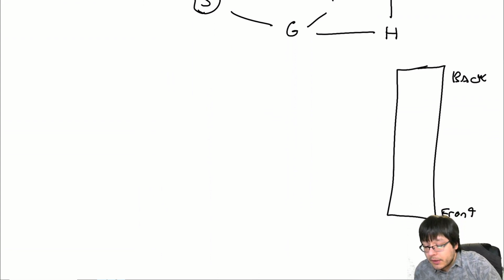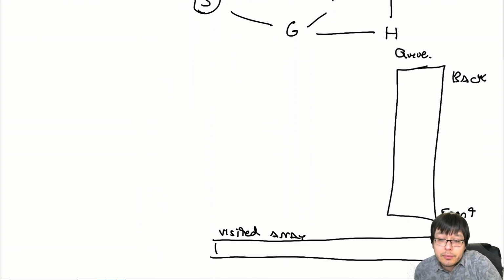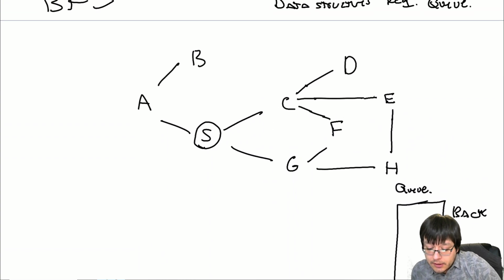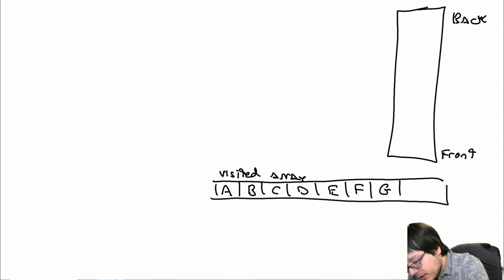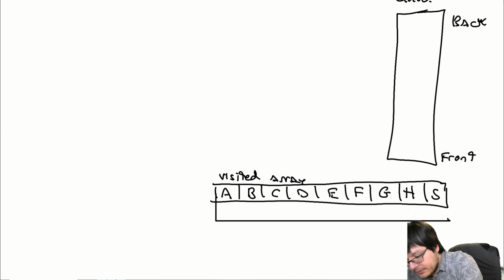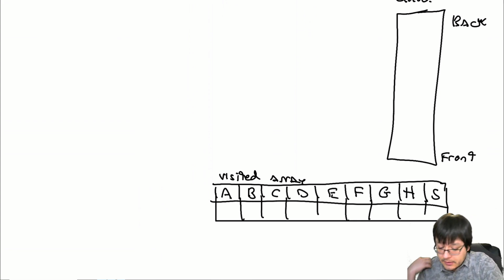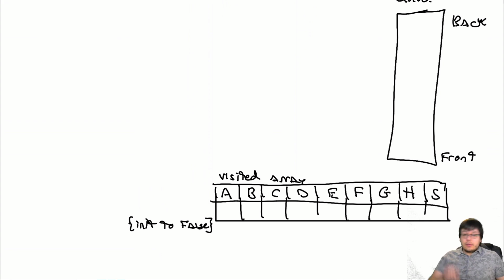Okay, and then the other thing we're going to need is a visited array. The visited array is so that we don't print a vertex twice. Once we print it one time, we don't want to print it ever again, even if it gets visited multiple times. So let's go ahead and copy all the names of the vertices here. A, B, C, D, E, F, G. I think, is there H? Yeah, there's H and there's S. And we're going to initialize that to zeros, but I'm not going to put it in because then I have to erase them, but I'll put it here: init to false. Okay, so those are our two little pieces of data that we need.